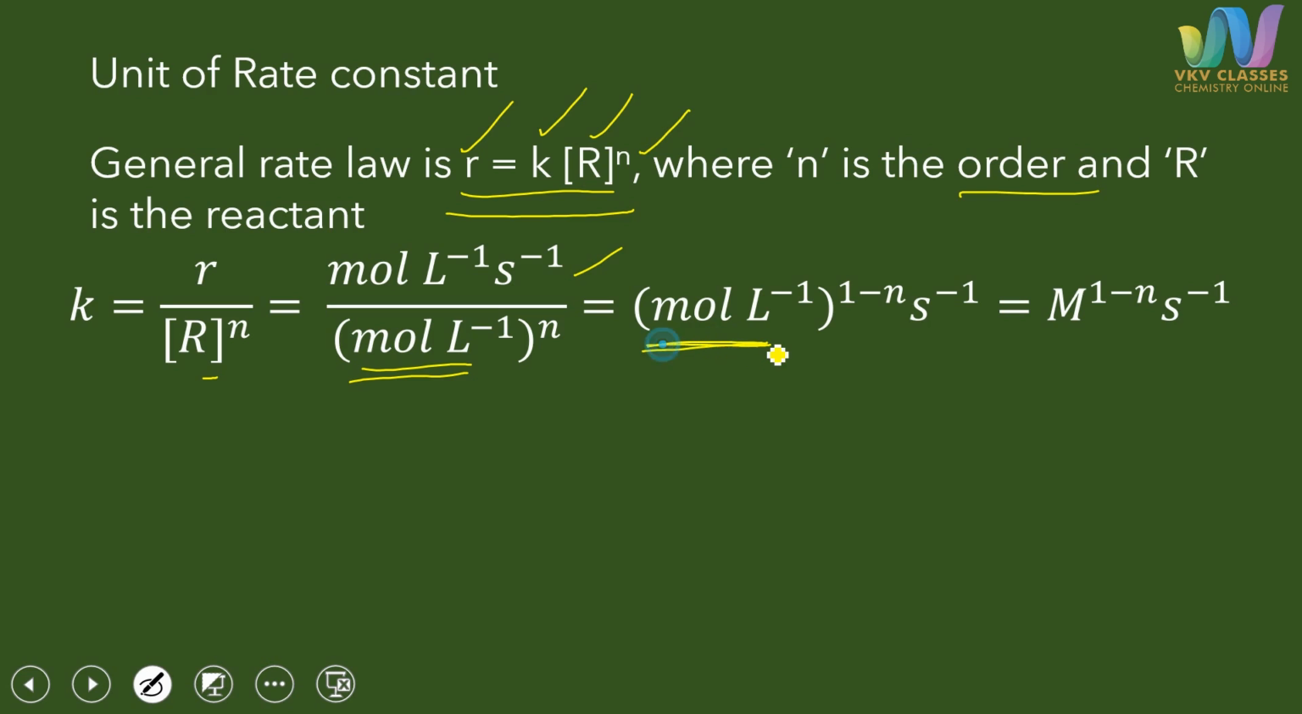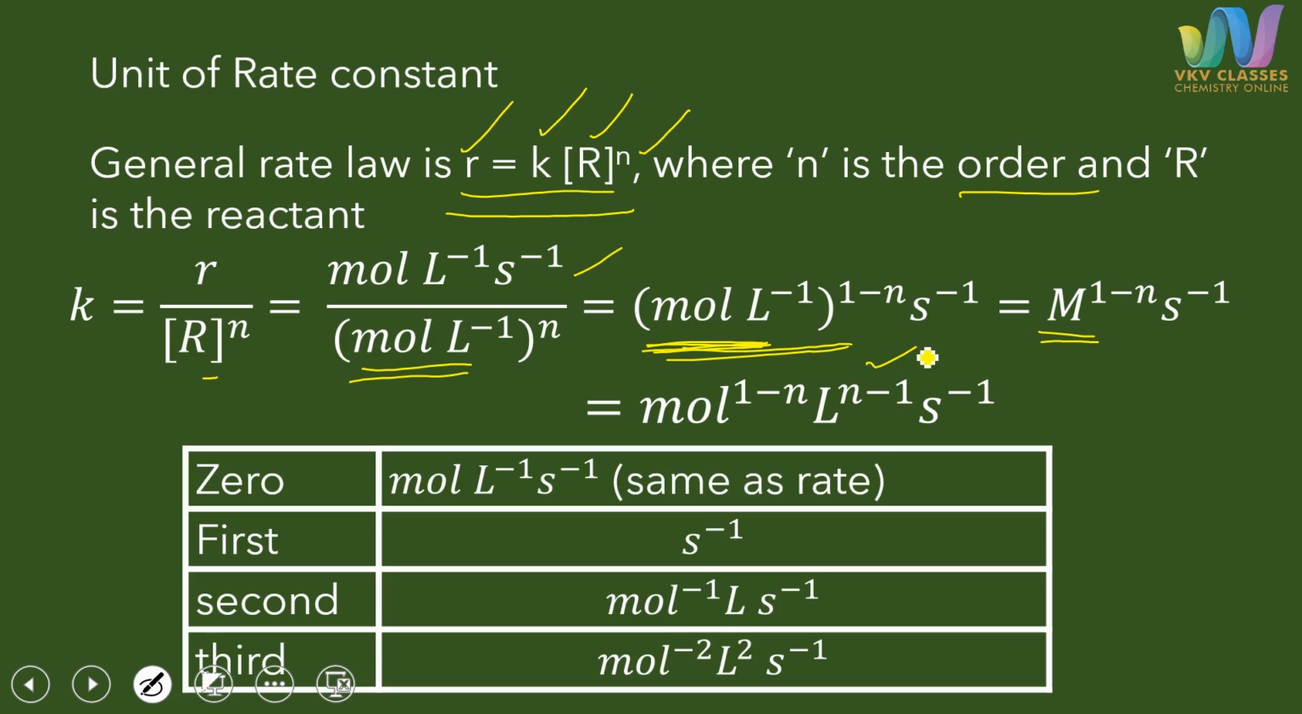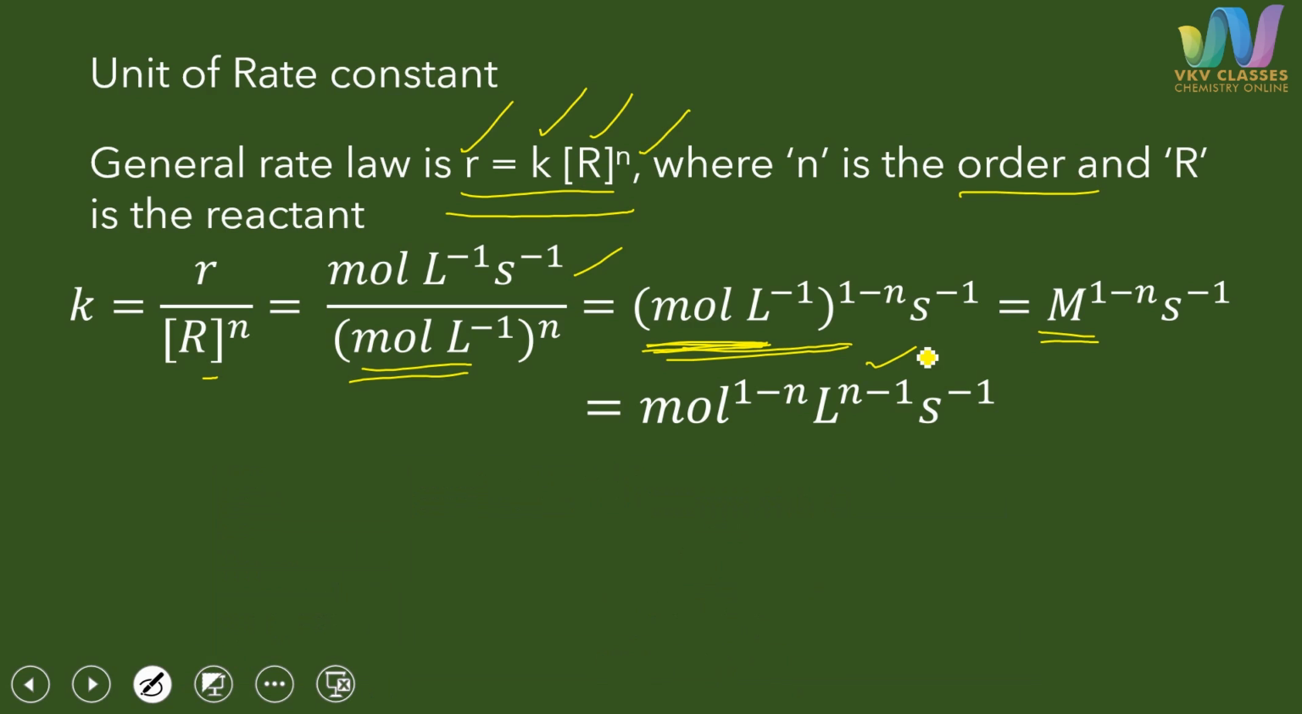Mole per liter is also called molarity. So the equation can be simplified as molar power 1 minus n, second power minus 1. Or you can remove this bracket and this gives the form mole power 1 minus n, liter power n minus 1, second power minus 1. So this is the unit of an nth order reaction. Here you can see that the rate constant depends on the value of n, the order of the reaction. When the order of the reaction changes, the unit of rate constant also changes.